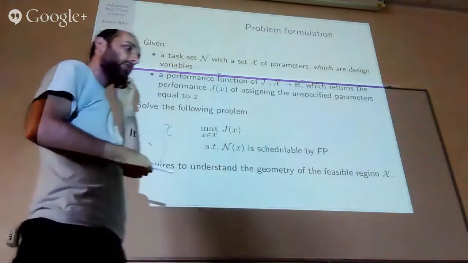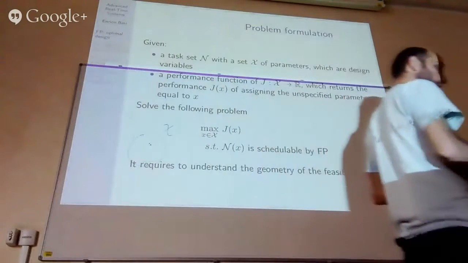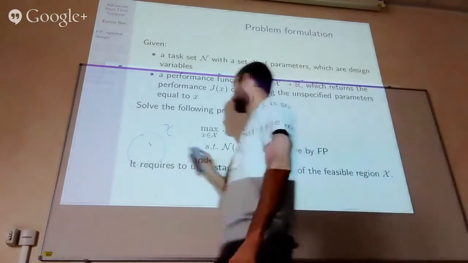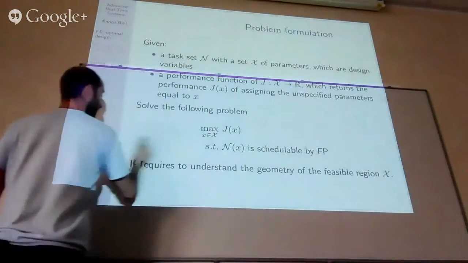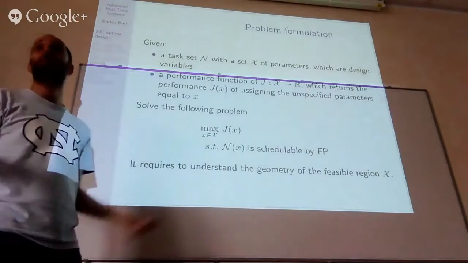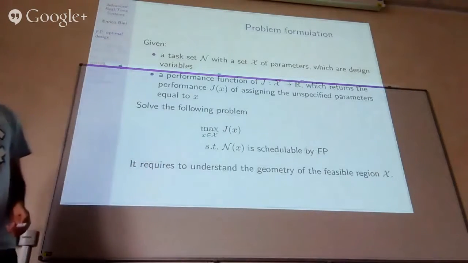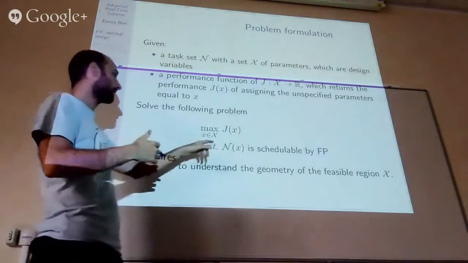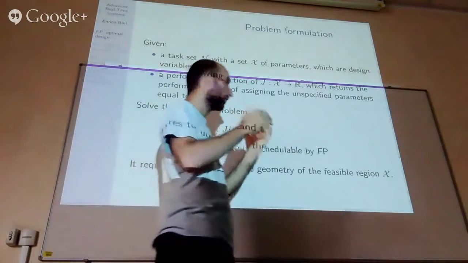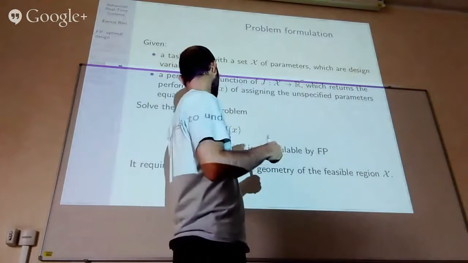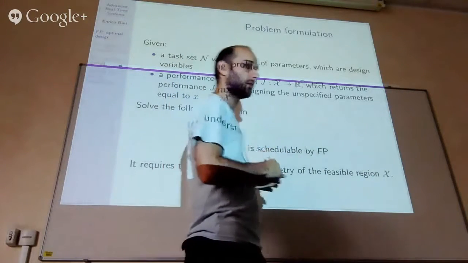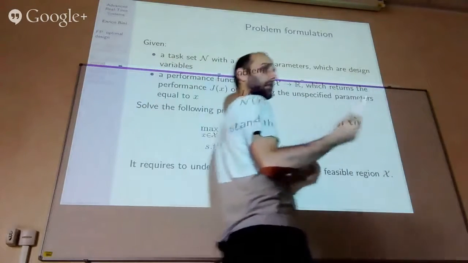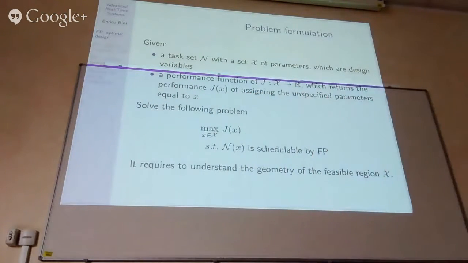Of course, if we want to be able to solve this problem, we need to understand the geometry of the feasible region. Because for any optimization method that you want to apply, you need to know the shape, the characteristics of the feasible values of X. So basically, what's the shape of this constraint of being schedulable?